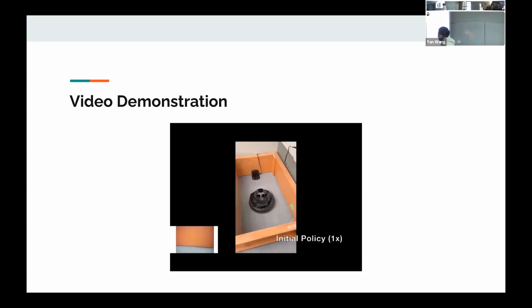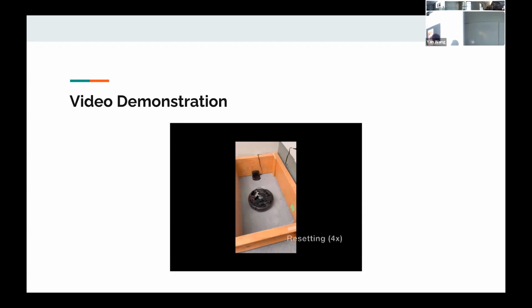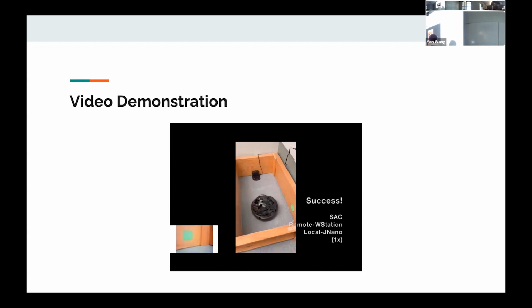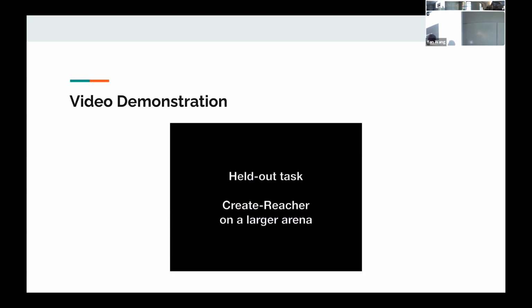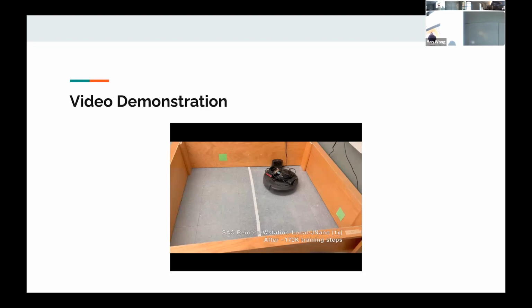Okay, first is the initial policy. You can see there is no meaningful movement. So after the training, the agent learns to reach its target. And we also tested on some head-on task with a larger arena. And this is a learned policy. You can see it tries to reach the target over here. Since this target is closer, it tries to reach the closer target.